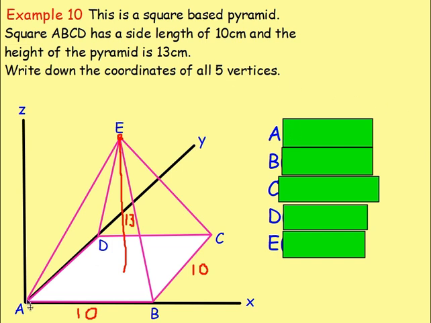For point A, we are going to be starting at this origin where the x, the y, and the z axes cross. So we want to get to point A. We're already at point A, so we go along 0, we go back 0, and you go up 0.